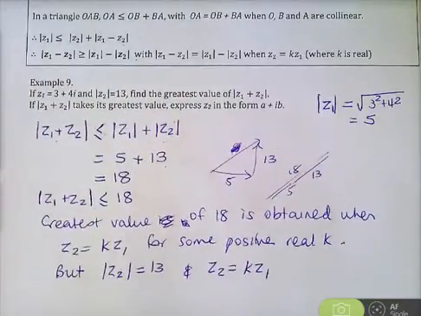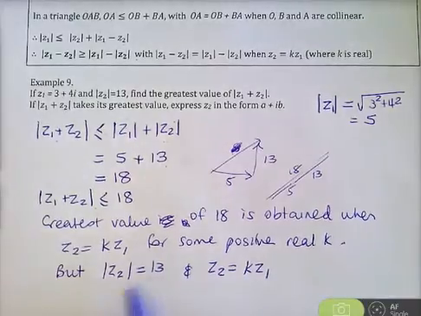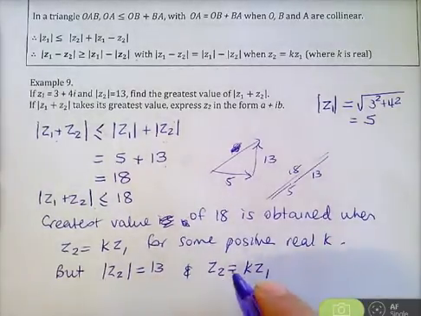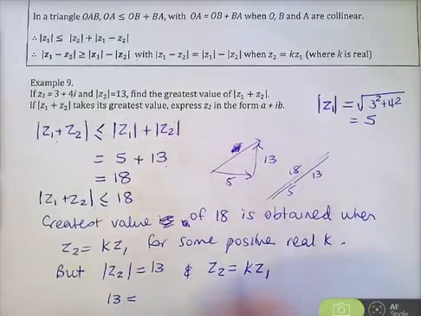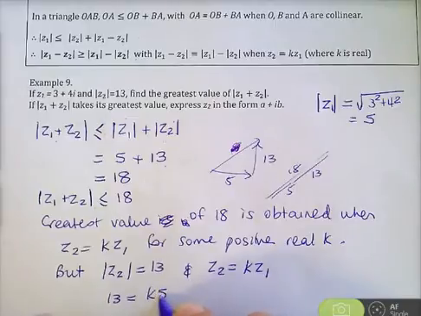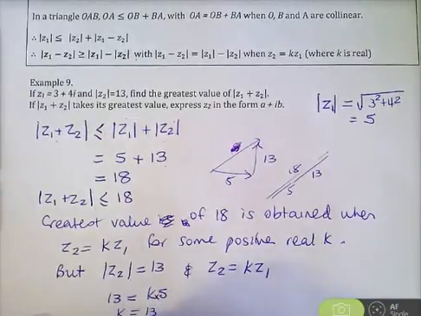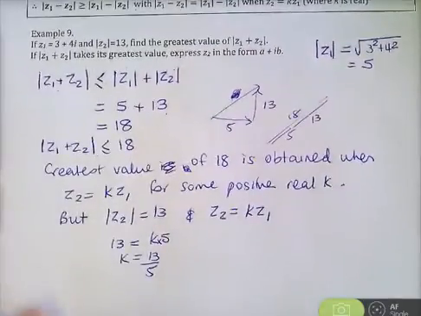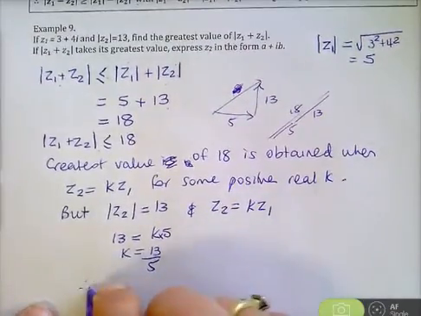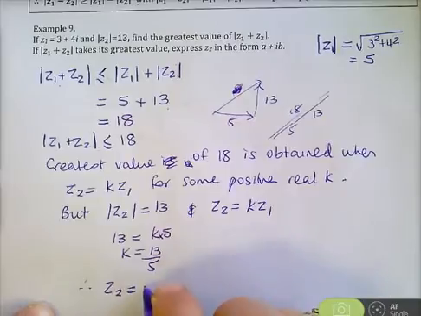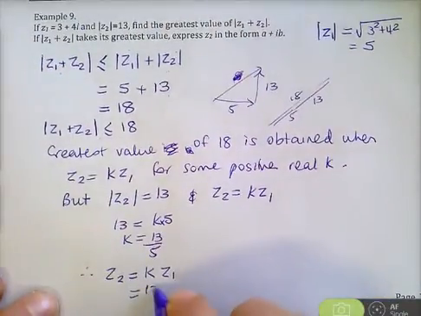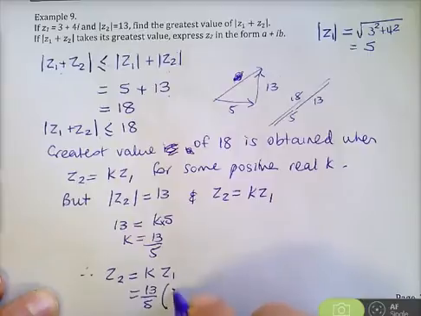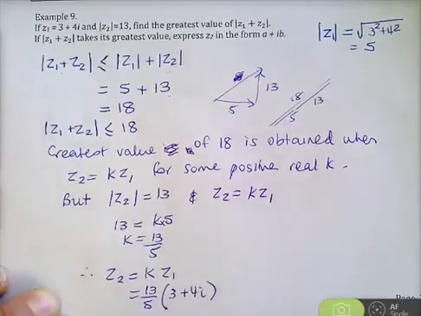Okay, K is going to be easy to work out. So we know that modulus of Z2 is 13. So therefore, doesn't 13 equal K times what's Z1? 5. So K is 13 over 5. So therefore, Z2 equals, remember how it's a constant times Z1? You know what Z1 is, it's given in the question. So therefore Z2 is 13 over 5 times 3 plus 4i.